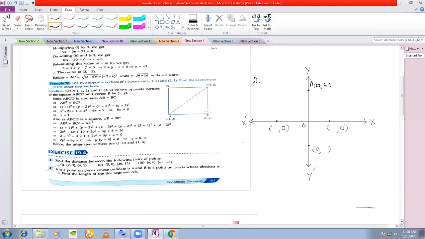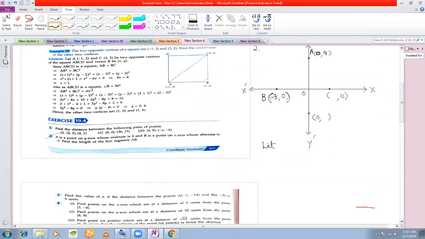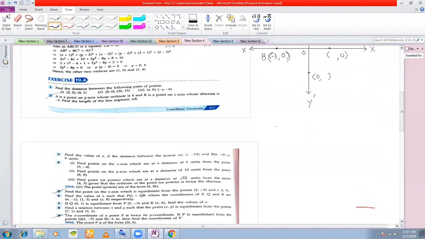And B is a point on the x-axis whose abscissa is given to be -3. Let us say this is the point. That means this is your -3. So these two are your points. So let the points be A (0, 4) and B (-3, 0).